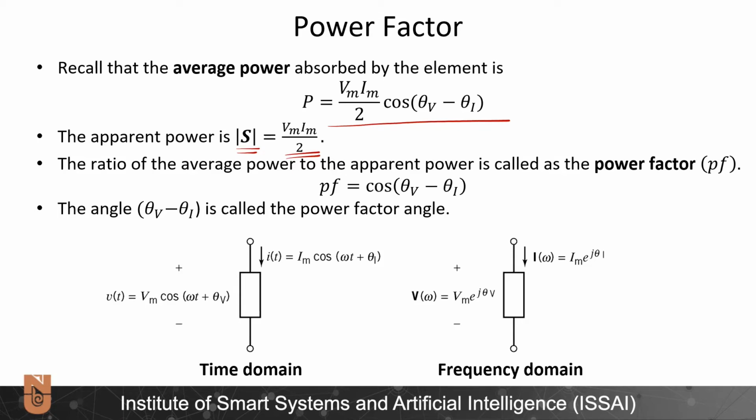Now we are defining a new concept called the power factor, in which power factor is the ratio of P to the apparent power, the magnitude of S. Accordingly, PF is equal to cosine(θv − θi), and this angle θv − θi is called the power factor angle.